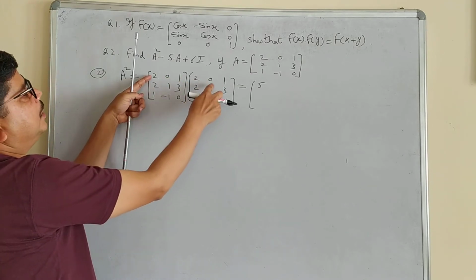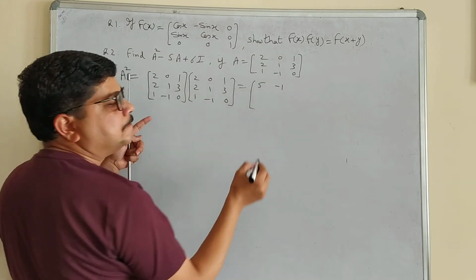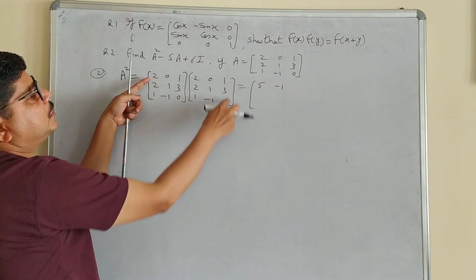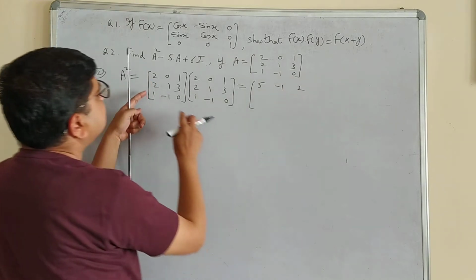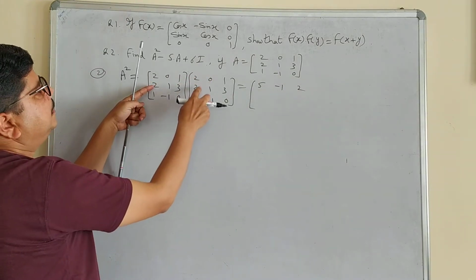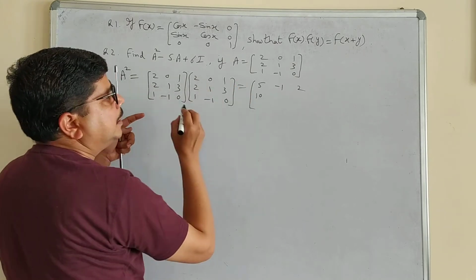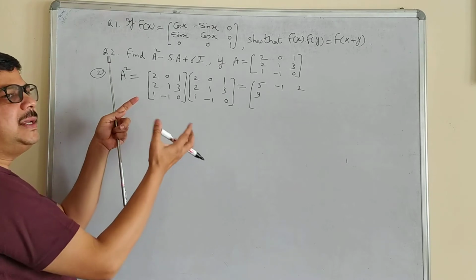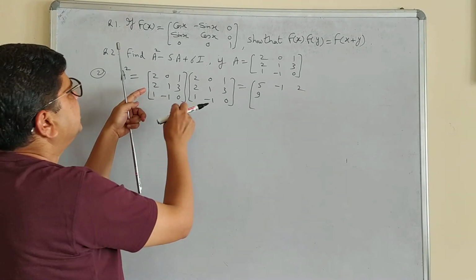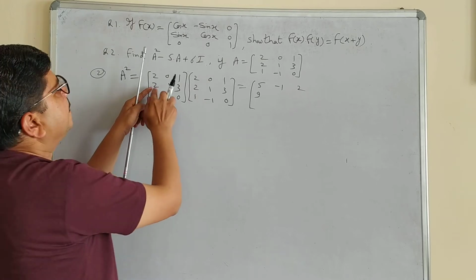Then first row, second column, 0 plus 0 minus 1. Then first row, third column, 2 plus 0 plus 0. Second row, first column, 4 plus 2 plus 3. 4 plus 2 plus 3 will be 9. It's simply simple addition. There may be some mistake, so later on you can check also.